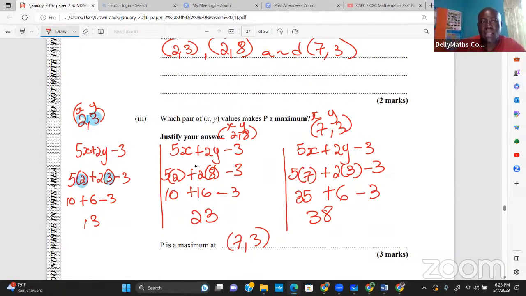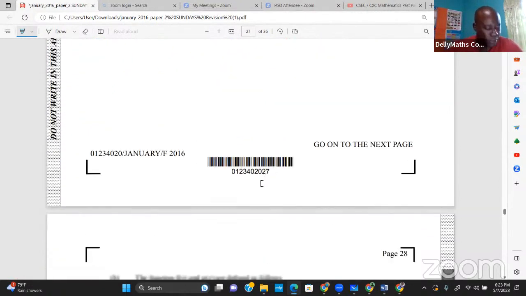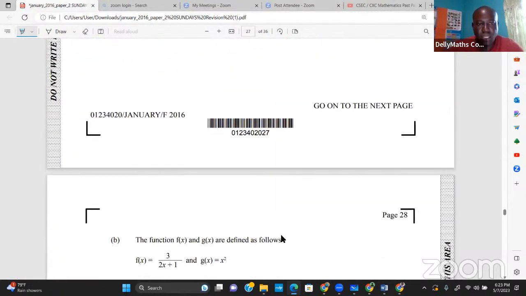Pay attention, because they could ask for anything. So this time they want the pair. So you tell them, that is it, 73. Don't tell them 38 now. We know that 38 is what justifies what we're doing. All right? And that is what you pick and you go. All right, so there it is, 73. And what else is coming up?